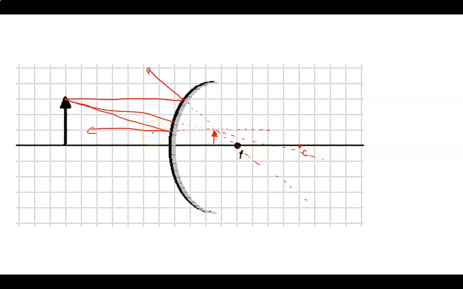Now, you probably guessed at this point that only 2 of those are actually needed. The third one is great for verification, but this here is also an upright image. It is reduced in size, and it is also virtual.